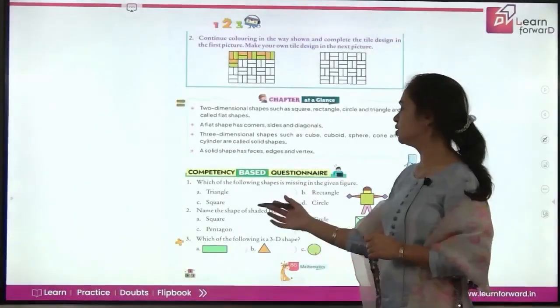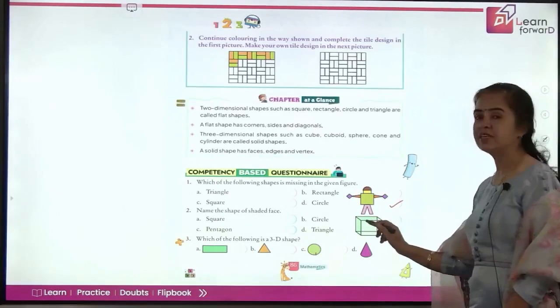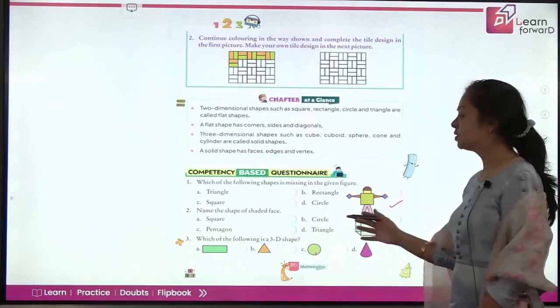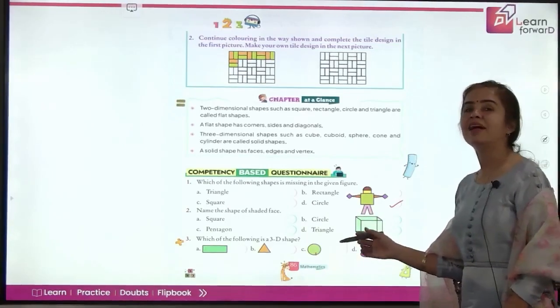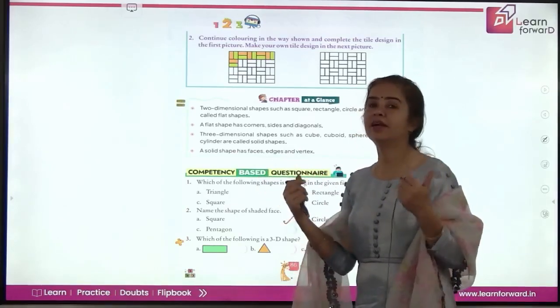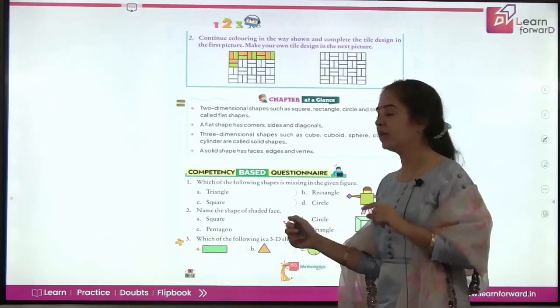The next question is, name the shape of the shaded face. What is this shaded face like? Is it a square, a pentagon, a circle, or a triangle? That is a square out of these. If it got stretched, that doesn't look like a square. So look carefully into your books. Does it look like a square?